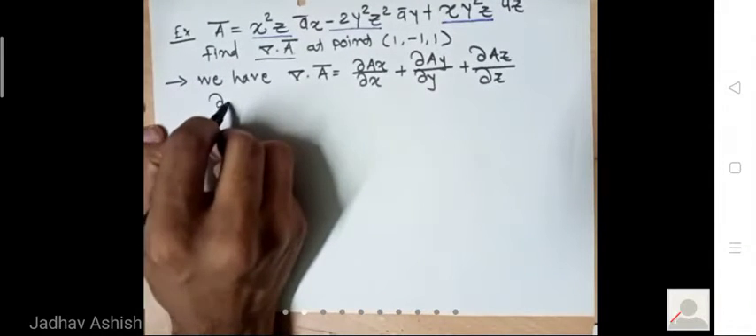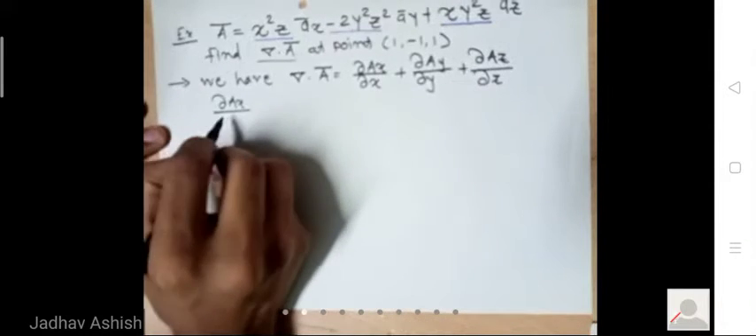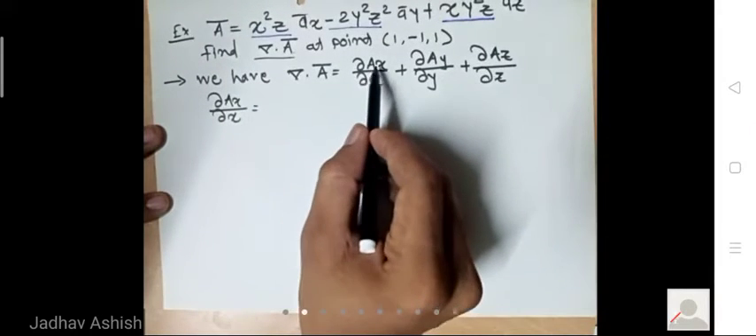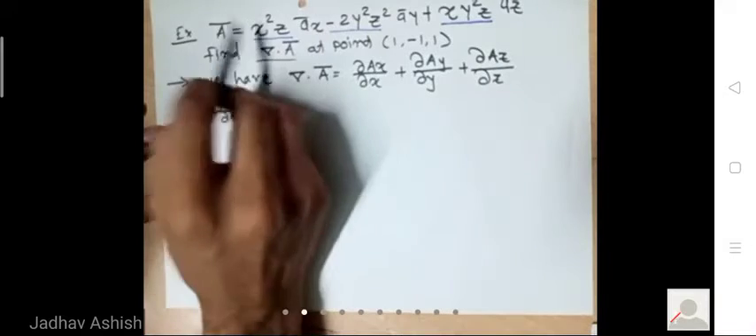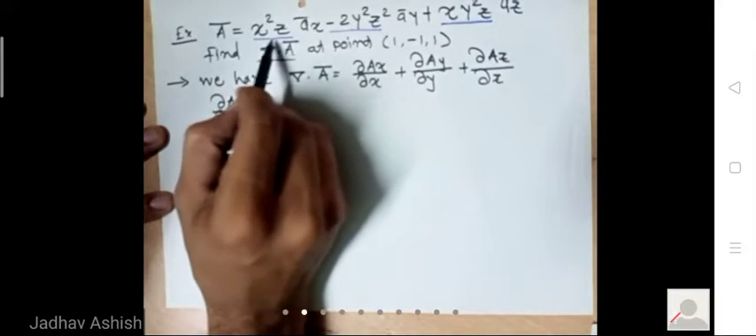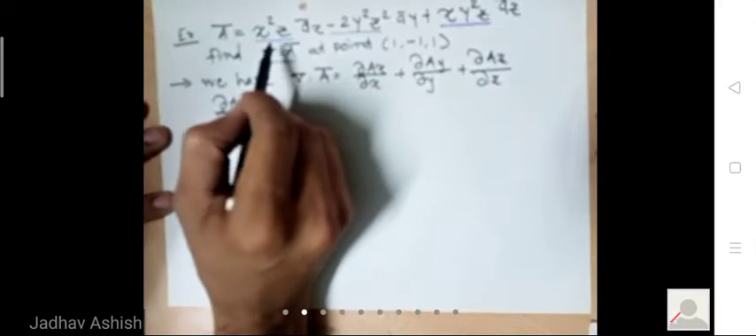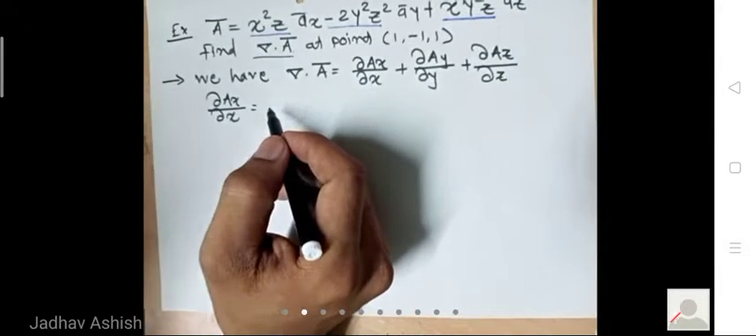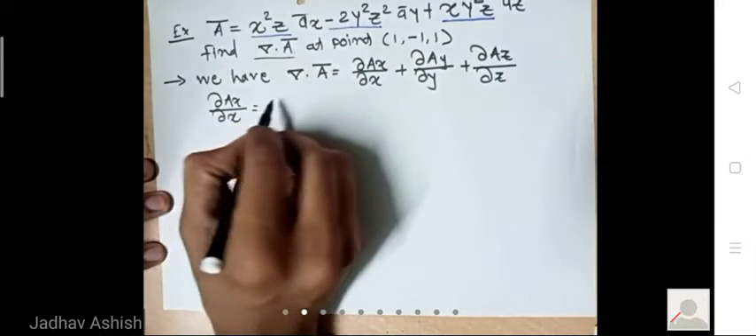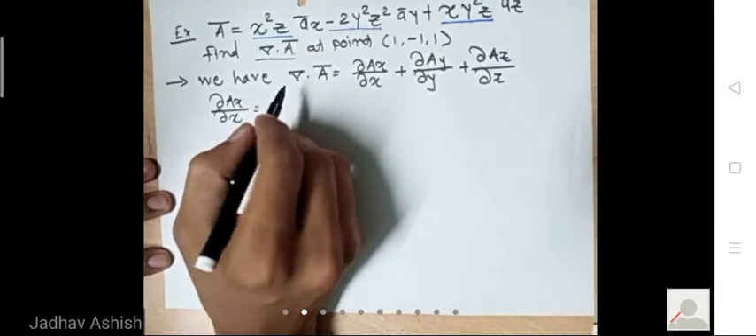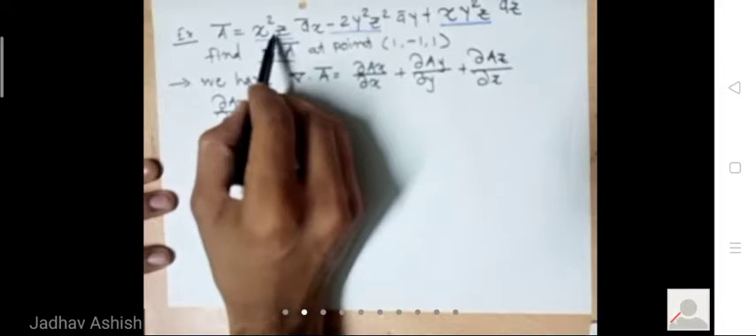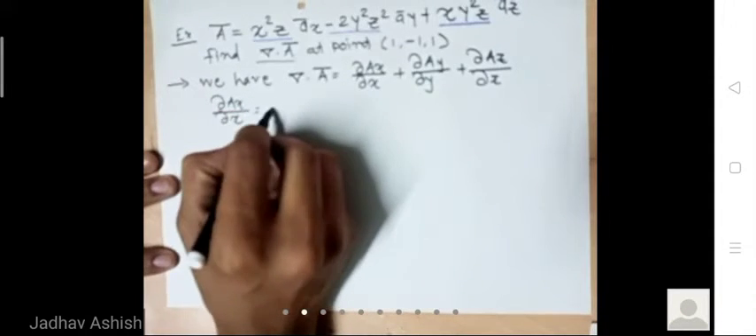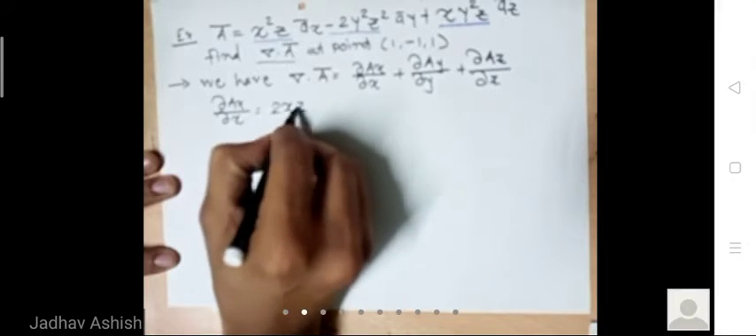dou Ax by dou x. So that means you just have to take a derivative of this Ax term. So Ax term is present over here. So take a derivative of this with respect to x. So the answer will be, can anyone tell? Derivative of this term. Correct. Absolutely correct. Answer is 2xz.